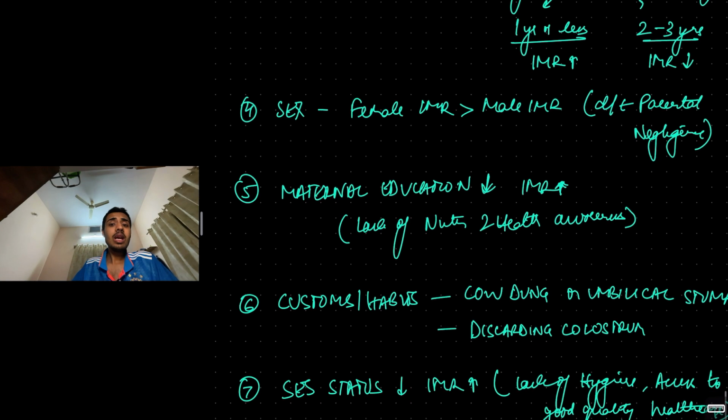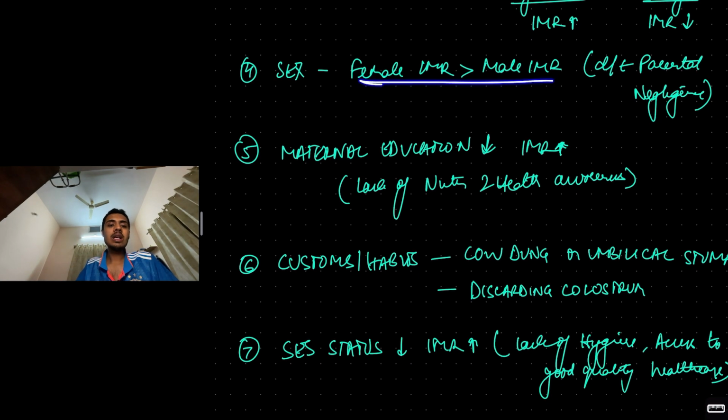Sex. Female infant mortality rate is more than male in India. That is because of the patriarchal mindset in our country, conservative patriarchal mindset. So there is parental negligence. Basically, they are negligent towards the needs and the healthcare of the female child when compared to the male child.